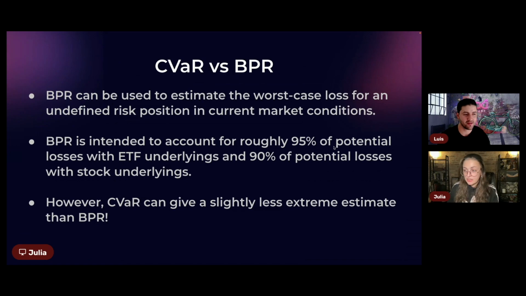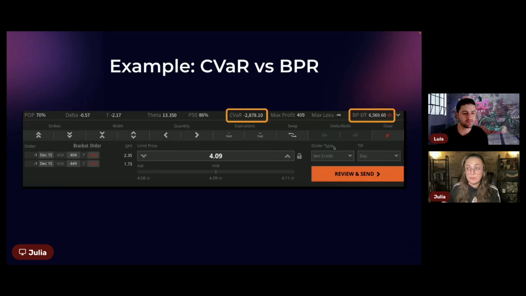So CVaR is one that I use quite a bit. And here's just an example of how it looks on the platform. This is a SPY strangle in the December 15th expiration. Here we can compare the BPR and the CVaR. Our BPR is about 6.5K. And again, this is the capital that you need to open and maintain that trade.